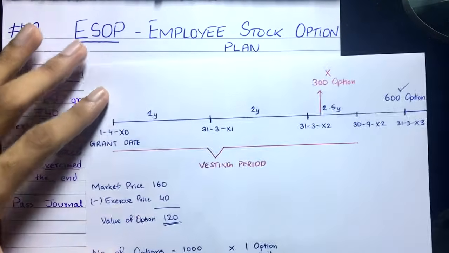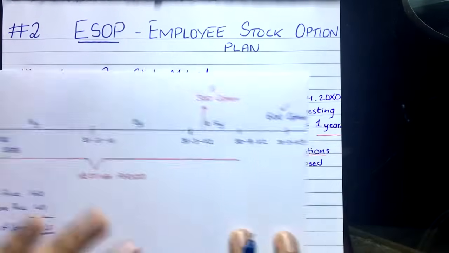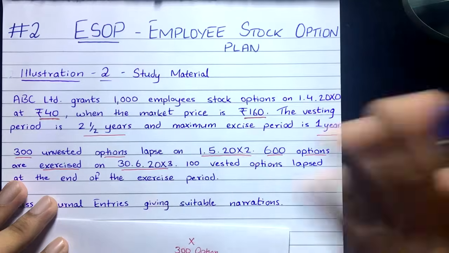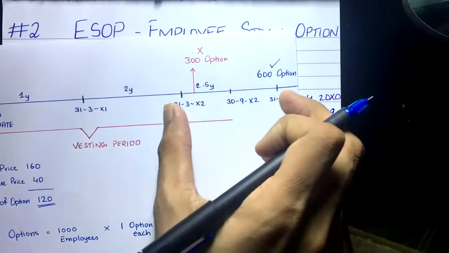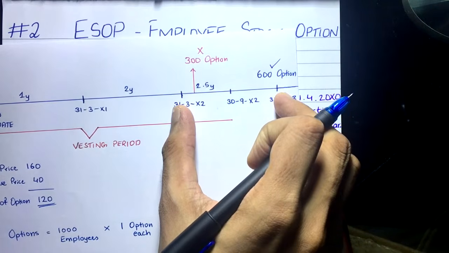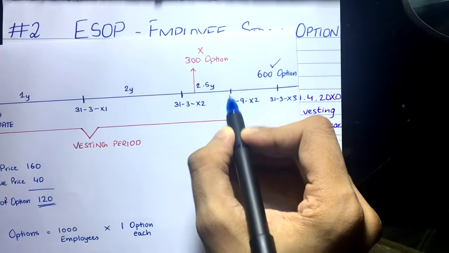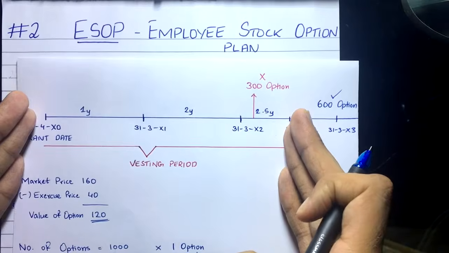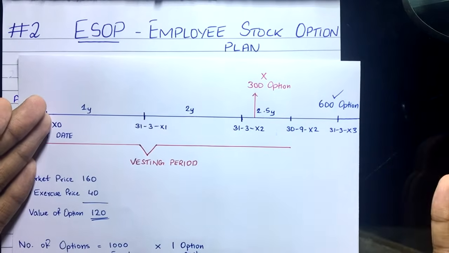Now 30-6-20X3, where does that come? See here, that comes in the fourth year, isn't it? 30-6-20X3 comes in the fourth year. This is the third year. So here our vesting period will end. 1 year till here, 2 years, and then 2.5 years. Here the vesting period will end, and then the exercise period will start.